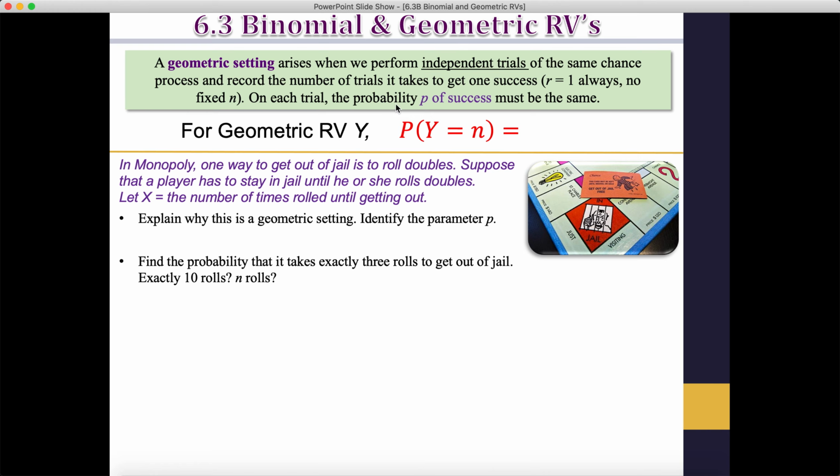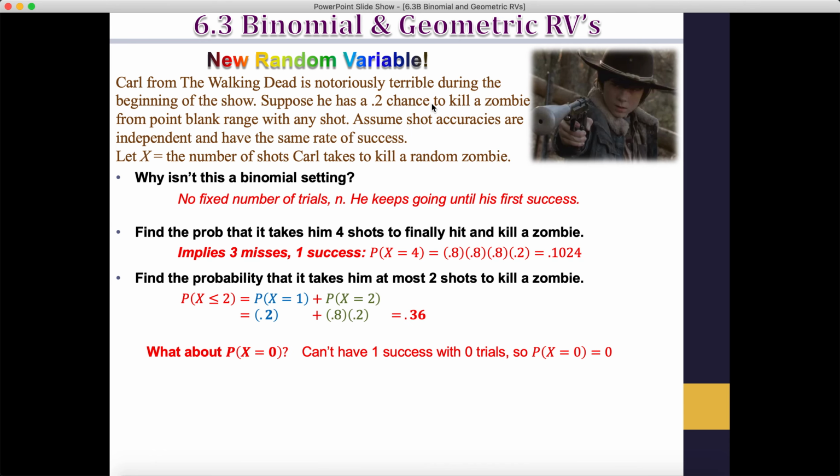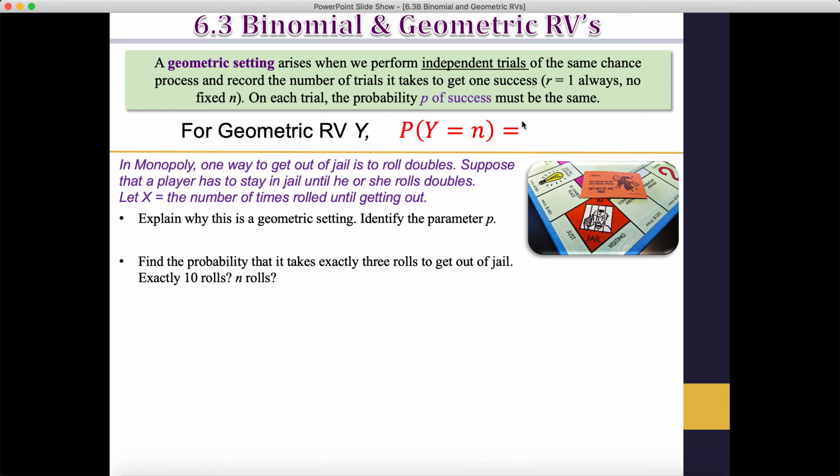So a geometric setting arises when we perform independent trials, same as binomial, of the same chance process, same as binomial, and record the number of trials it takes to get one success. This is where it differs. We say n equals 1 always, there's no fixed number of trials. On each trial, the probability P of success must be the same. So if we try to think about the formula for such a thing, I'll just lay it out because it's on your formula sheet. The probability of failure to the n minus 1 times P.